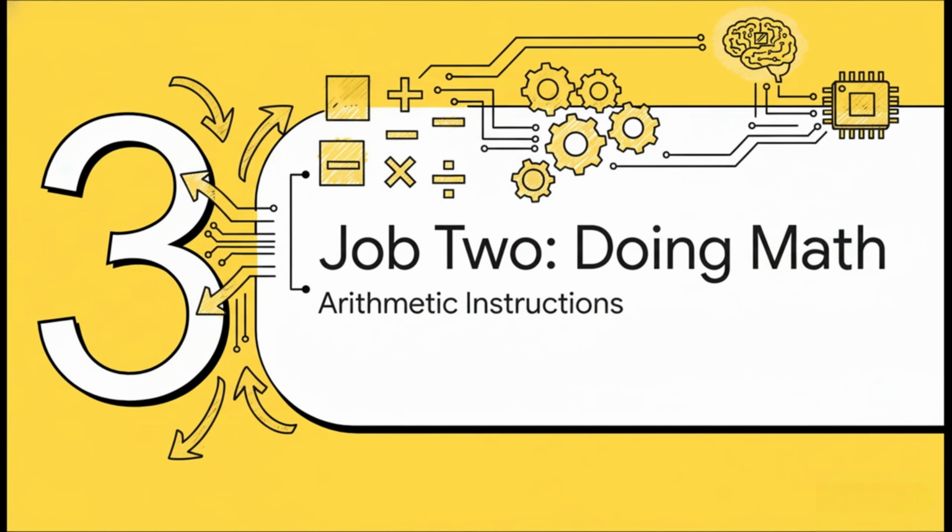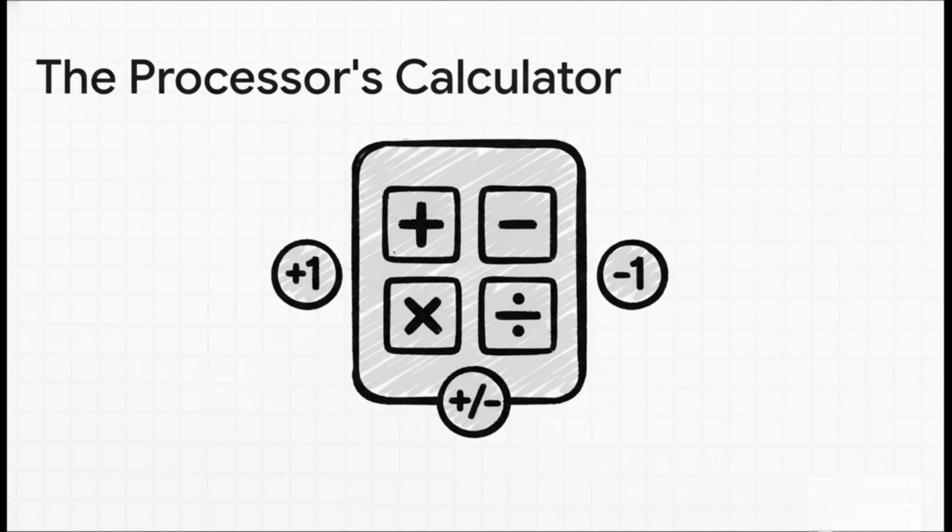Okay, so we're pros at moving data around efficiently. What's next? Well, now we have to actually do something with it. And that brings us to the arithmetic core of the processor. This is basically the processor's built-in calculator. It's got simple, direct commands for all the basic math you'd expect. Add, subtract, multiply, and divide. And it even has these handy shortcuts like INC to just add 1, DEC to subtract 1, and NEG to flip a number's sign from positive to negative or vice versa.